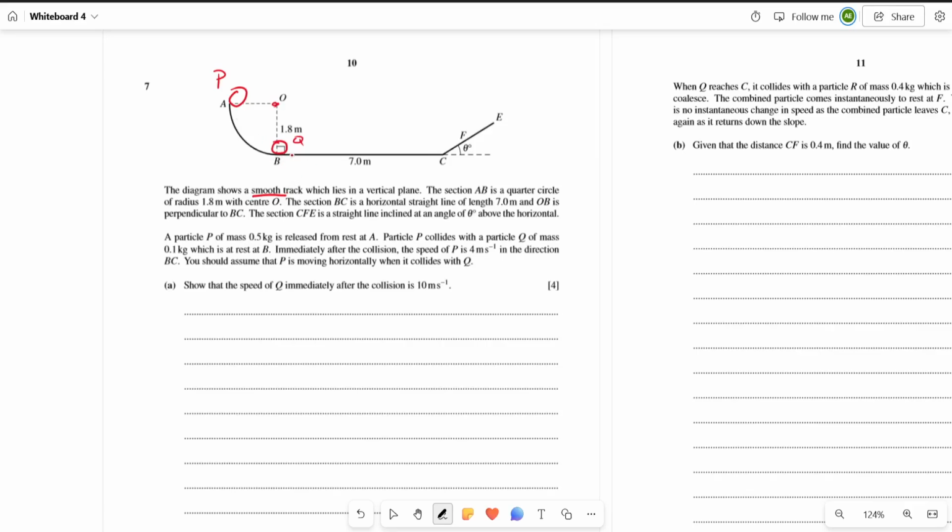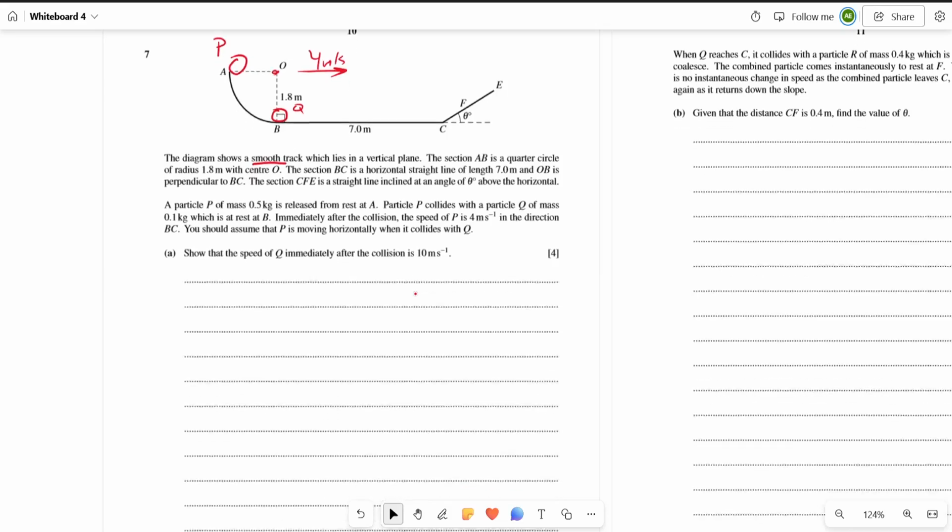So these two are going to collide. This looks like a momentum question. After the collision, this particle is going to move in the direction BC with a speed of 4 meters per second. You should assume that P is moving horizontally when it collides with Q. Show that the speed of Q immediately after the collision is 10 meters per second.